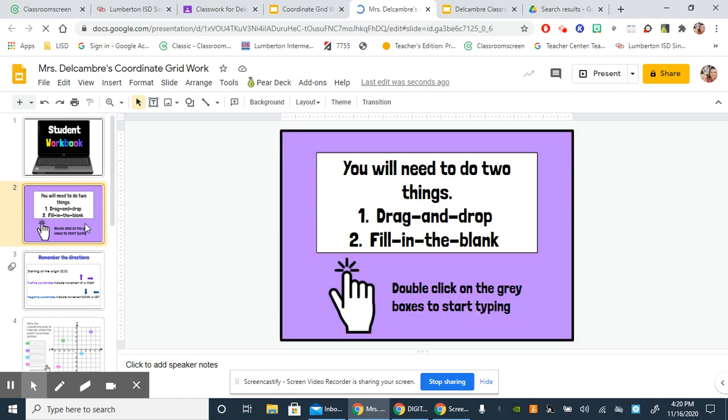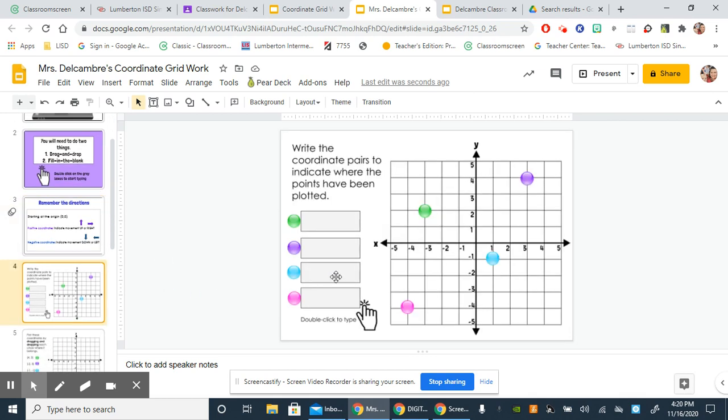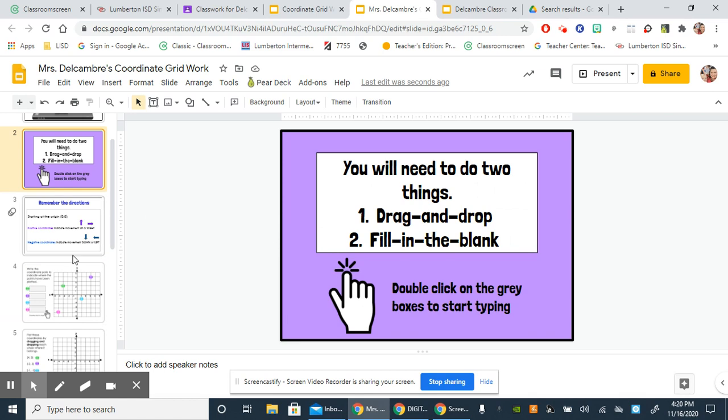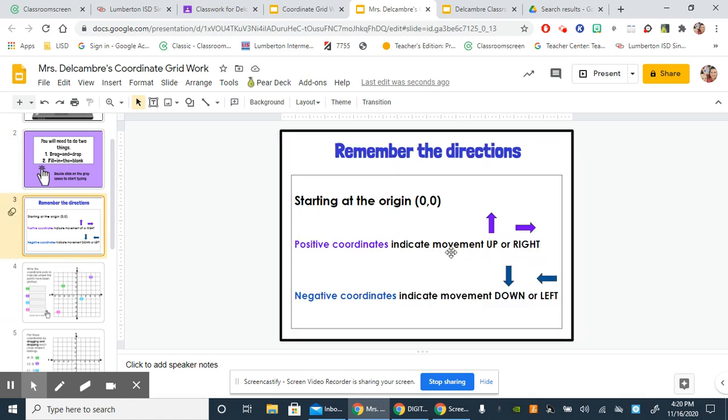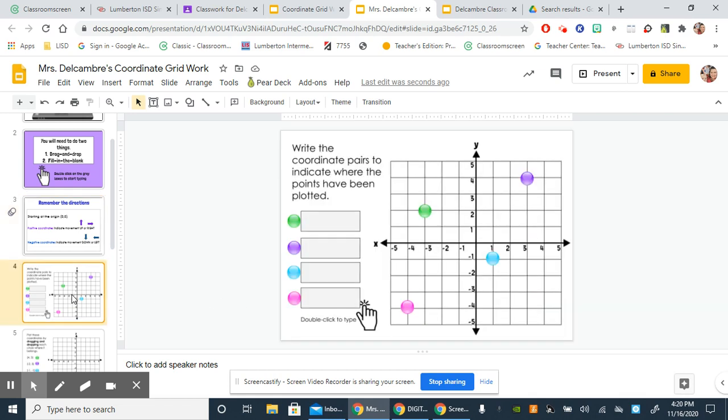So if you go to the second slide, you'll see that we'll need to do two things. We need to drag and drop, and you need to fill in the blank. And to double click on the gray boxes to start typing is how we fill in the blank. Remember the directions, so positives indicate movement either up or right. Negatives indicate movement down or left. So looking here, oops, I went ahead and did this. Oh no, this is already done for us. Sorry, made a new copy.